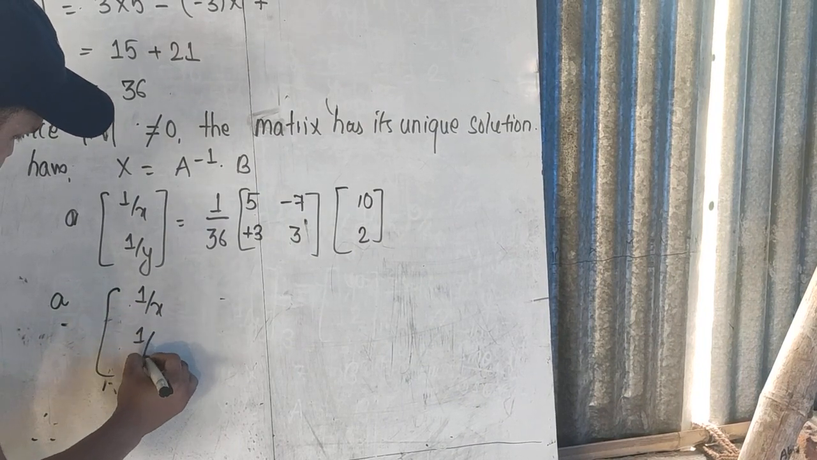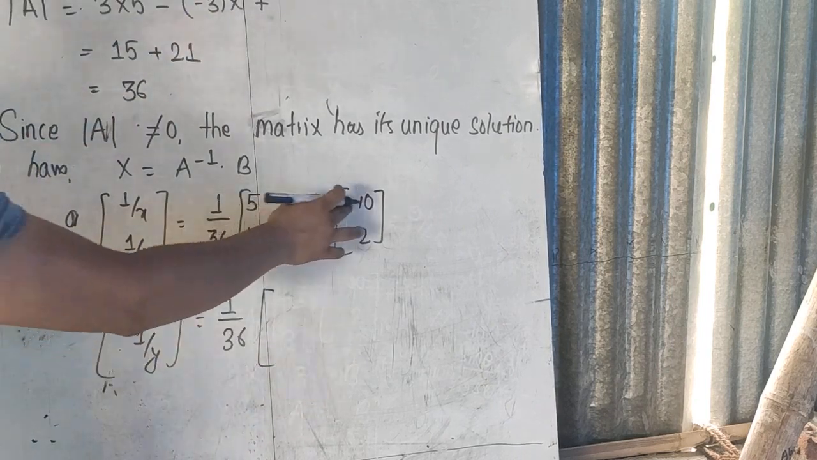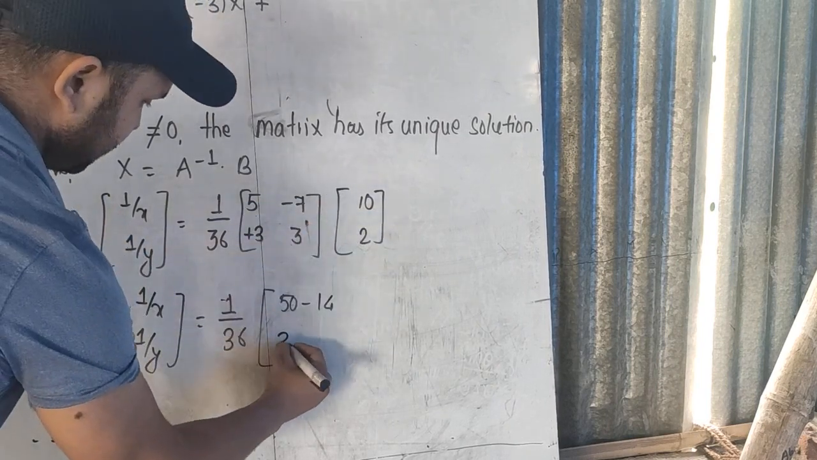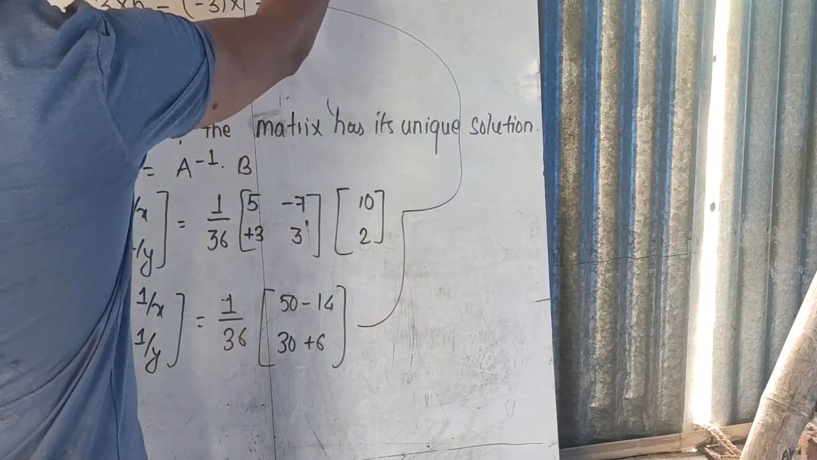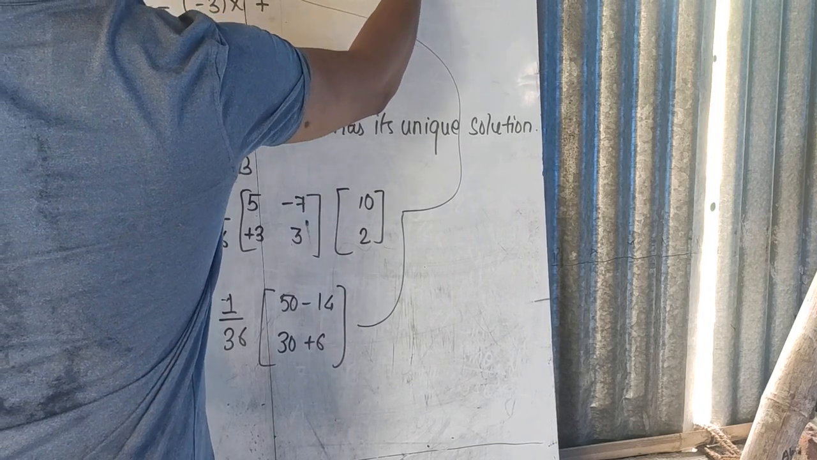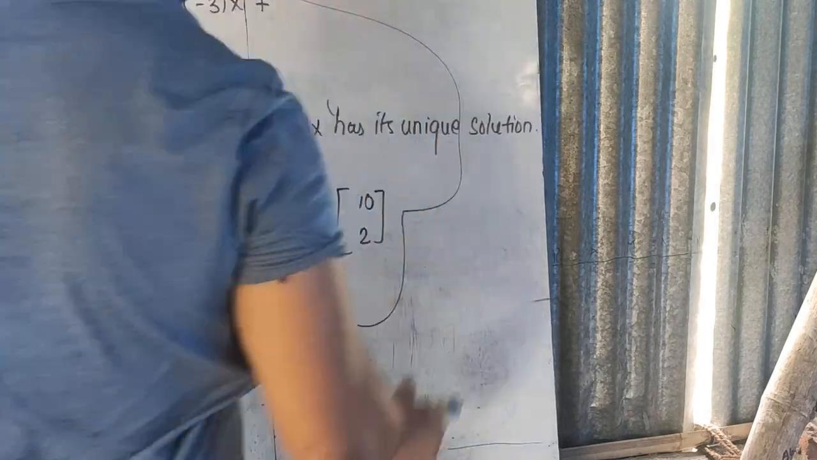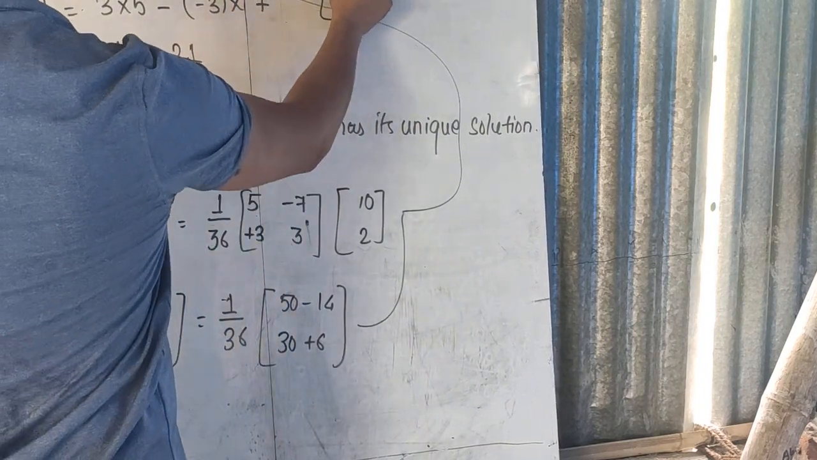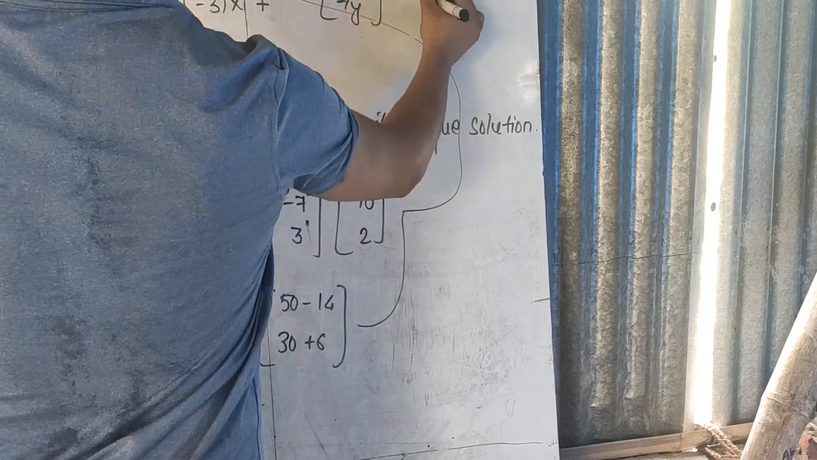Okay, now let's multiply it. 1 by x, 1 by y equals 1 by 36 times. Now multiply. 5 into 10 is 50. Minus 7 into 2 is minus 14. Minus 3 into 10 is minus 30, and 3 into 2 is 6. Now 50 minus 14 gives you 36, and then minus 30 plus 6 gives you... 1 by x, 1 by y equals 1 by 36 into 36, which is 1, and 1 by 36 into 36 also is 1.